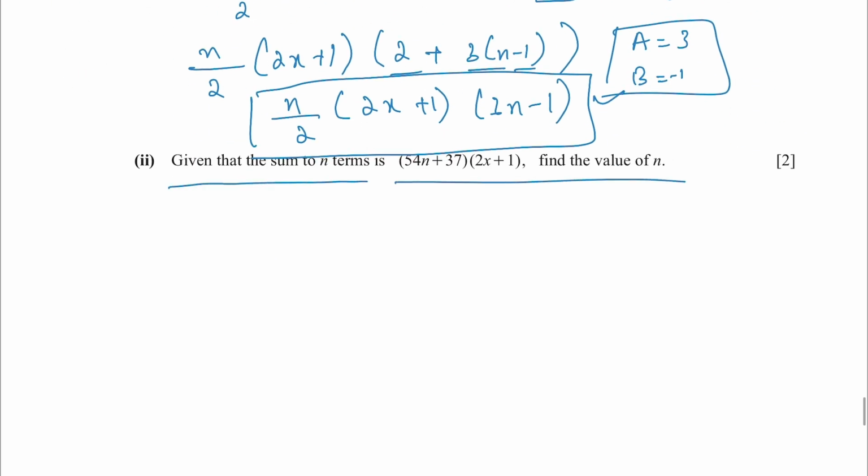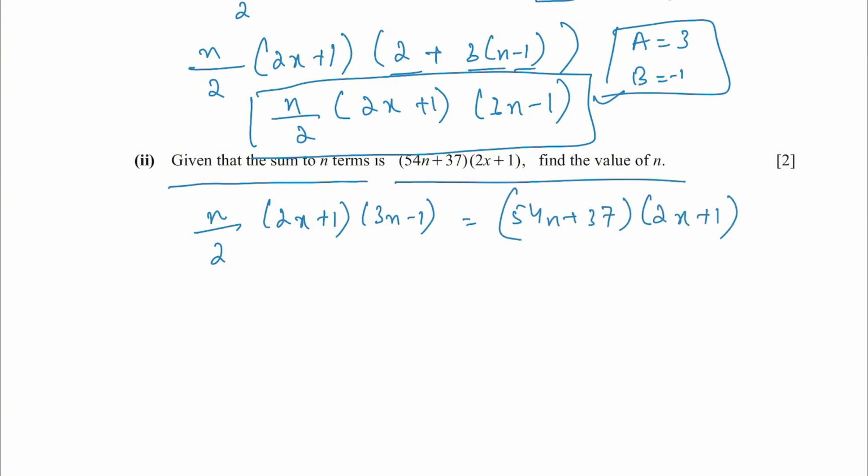Given that the sum to n terms is basically this. The sum to n terms was previously calculated: n over 2, 2x plus 1, 3n minus 1. This is equal to 54n plus 37, multiplied by 2x plus 1. This 2x plus 1 and 2x plus 1 can be cancelled out. We'll get 54n multiplied by 2, so this would be 108n plus 74, and this would be multiplied, so we'll be getting our answer as 3n squared minus n.